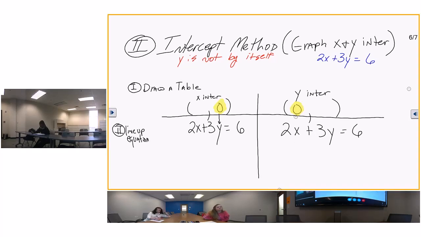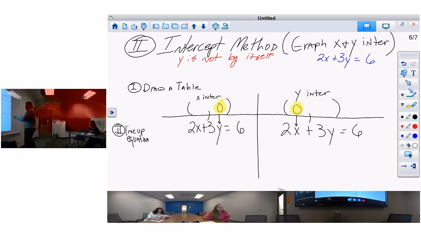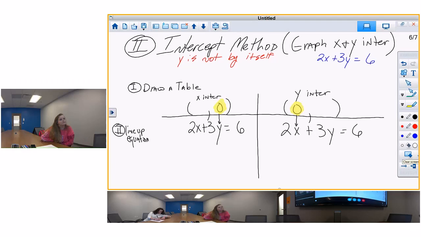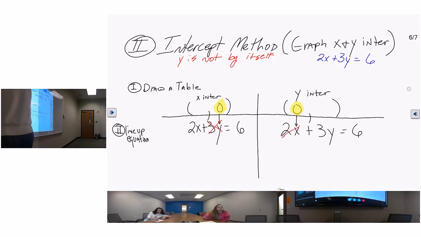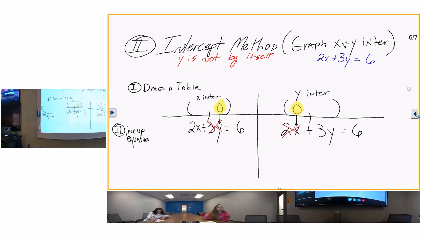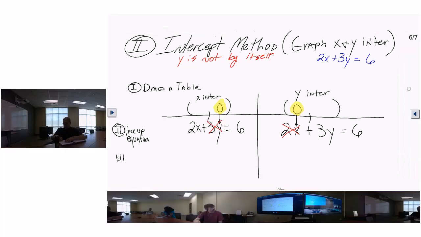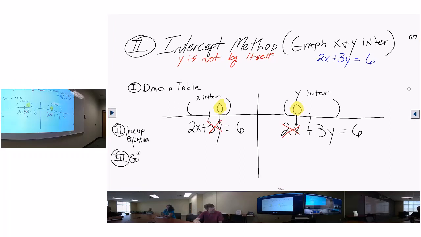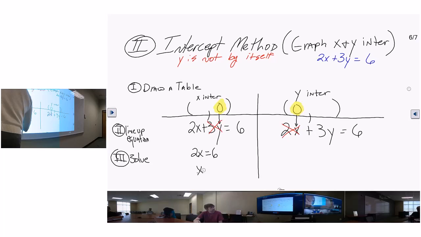And an arrow right there. Because I'm going to plug in that 0 for what? Y. And I'm going to plug in that 0 for what? X. And what will that do to the Y and the X terms? It would make them 0. It'll eliminate them, make them 0. Yes, so you can just mark that one out and mark that one out. And third step is solve. So 2x is equal to 6, x is equal to 3.